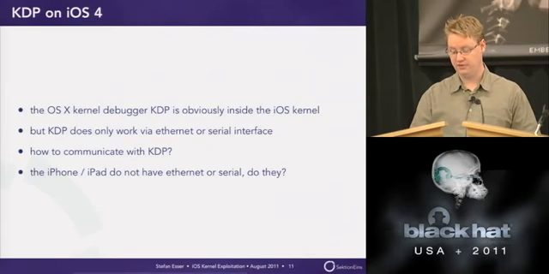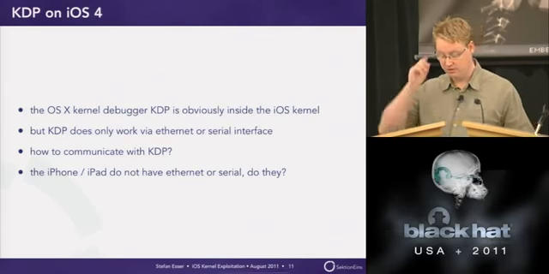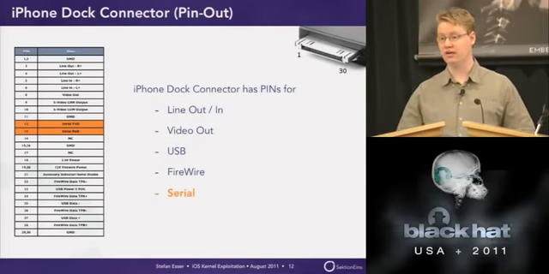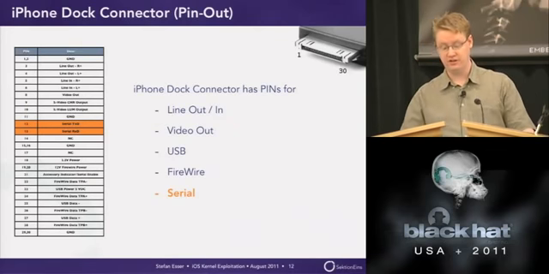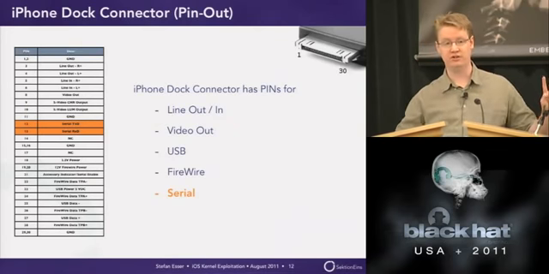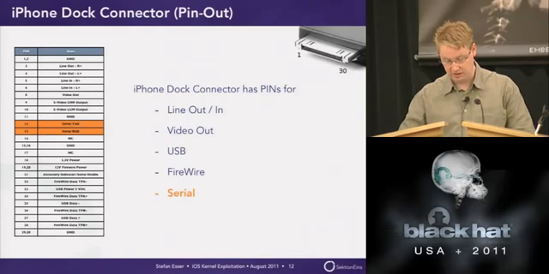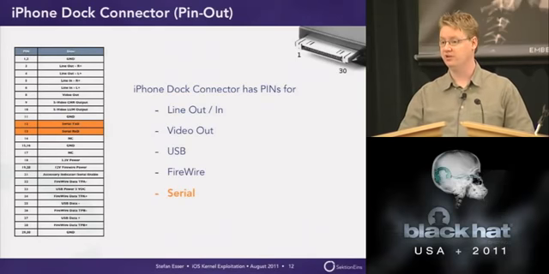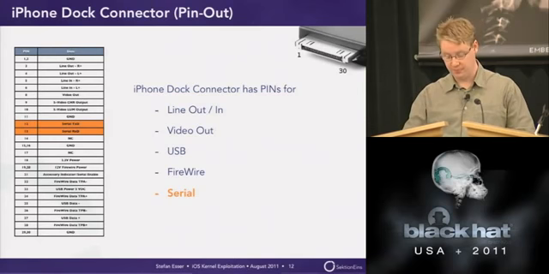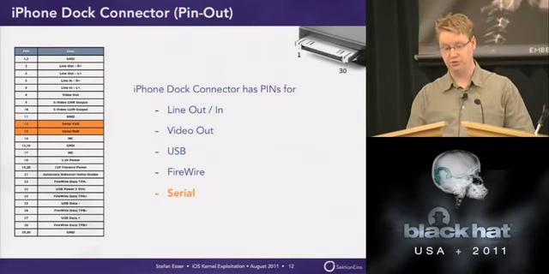The idea is actually very simple. When you look at an iPhone dock connector and see the pin out, you will see that there are two pins that are very interesting, called serial RX and TX. And this is basically serial, you can speak serial with the iPhone. But the problem is there is no cable I know of that you can buy that will give you serial directly. There is one now. Yeah, okay.